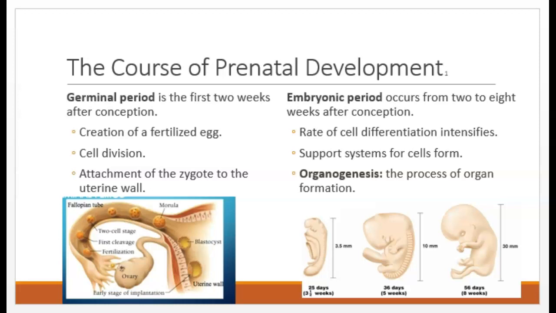The germinal period is the first 2 weeks after conception. The ovary has released an egg, which has been fertilized by a sperm as it travels down the fallopian tube. As it continues its journey to the uterus, the cells begin dividing over and over again until it is a thick bundle of cells called a blastocyst. When it gets to the uterus, it implants itself into the uterine lining. The process from conception to implantation takes about 2 weeks.